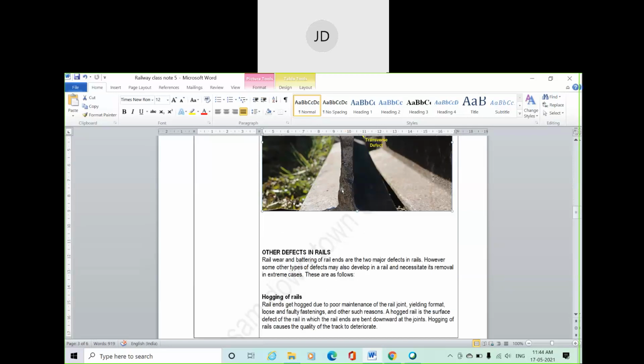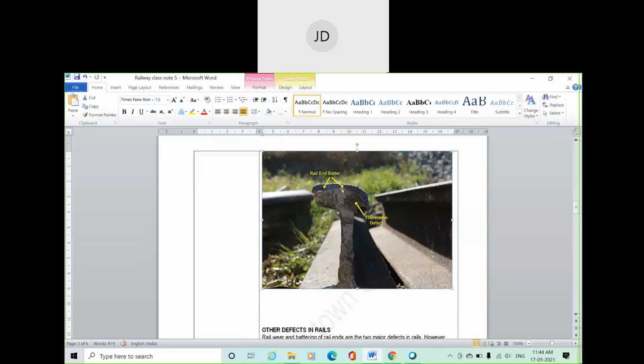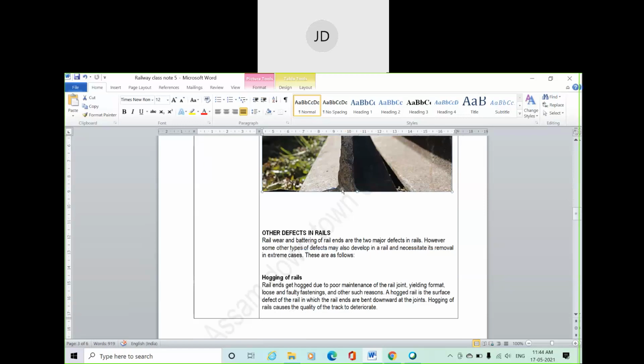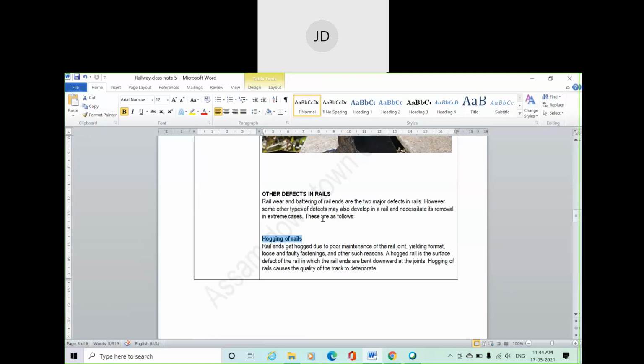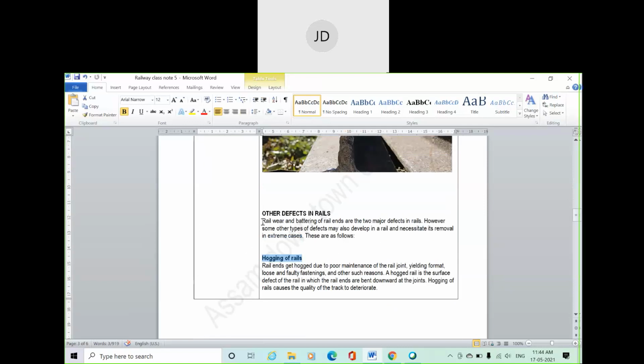In addition to that, some other defects may also be seen in rails, like hogging of rail or burning of wheel. I'm going to show you now. The rail wear and battering of rail ends are the two major defects in rail.